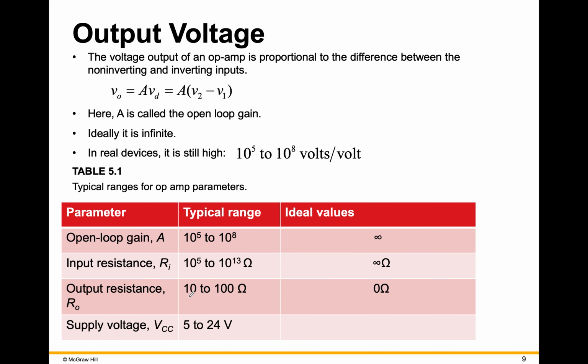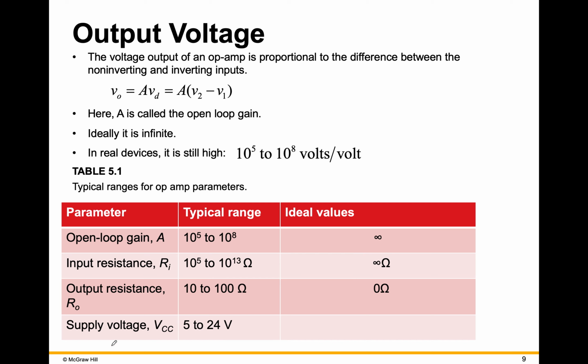So typically the output resistance is 10 to 100 ohms, and then the supply voltage can vary from 5 to 24. Like I said, most of them, 10 is kind of a maximum, but there are some that go to 24. There are some that are also lower than 5, but the most common range is 5 to 24. So you can see that this typical range of non-ideal values is pretty close to ideal values.